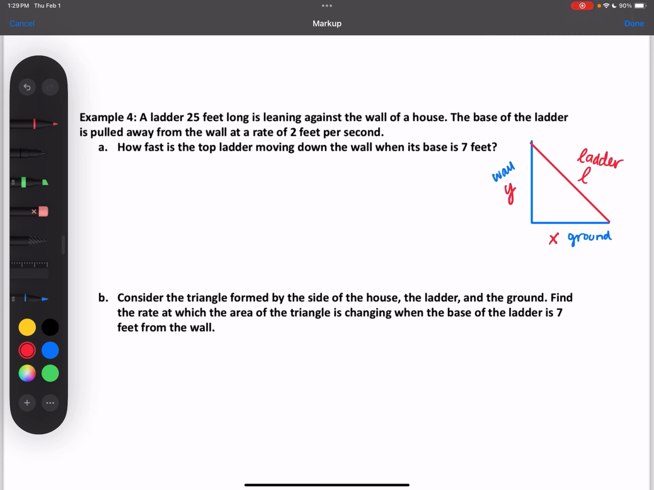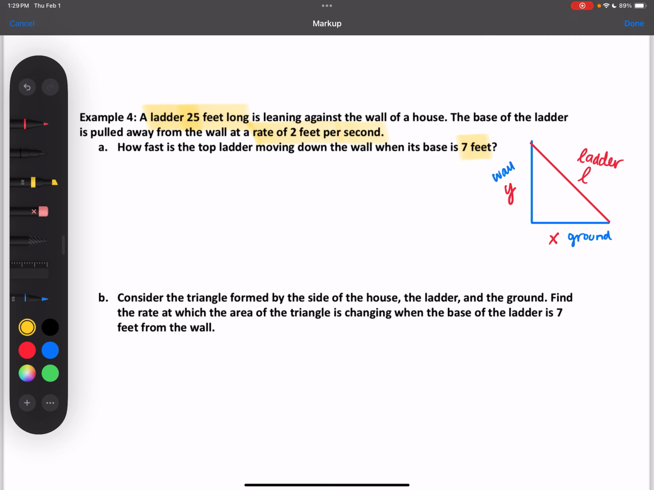Okay. So I'm going to highlight first. All right. So the ladder is 25 feet long. It's leaning against the wall of the house. The base of the ladder is pulled away from the wall at a rate of 2 feet per second. Then in part A, it says, how fast is the top of the ladder moving down the wall when its base is 7 feet away? So those are all things that I know.